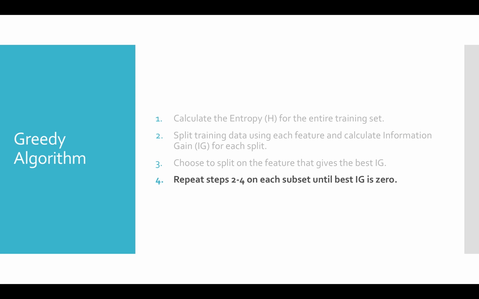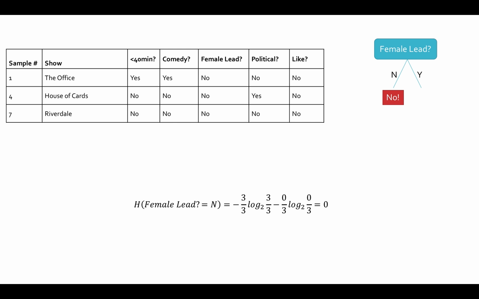Now, step 4 of the algorithm is to repeat steps 2 through 4 on each subset until the best information gain is 0, which means there's nothing left to learn, or we run out of features to split on. We're looking at the left side of female lead, which is when female lead equals no. In that case, we don't seem to like any of those TV shows. The information gain there is 0, which means there's nothing left to learn. The entropy here is 0, which means we're done. We can just predict no, and we'll get 100% accuracy on that side of the tree.